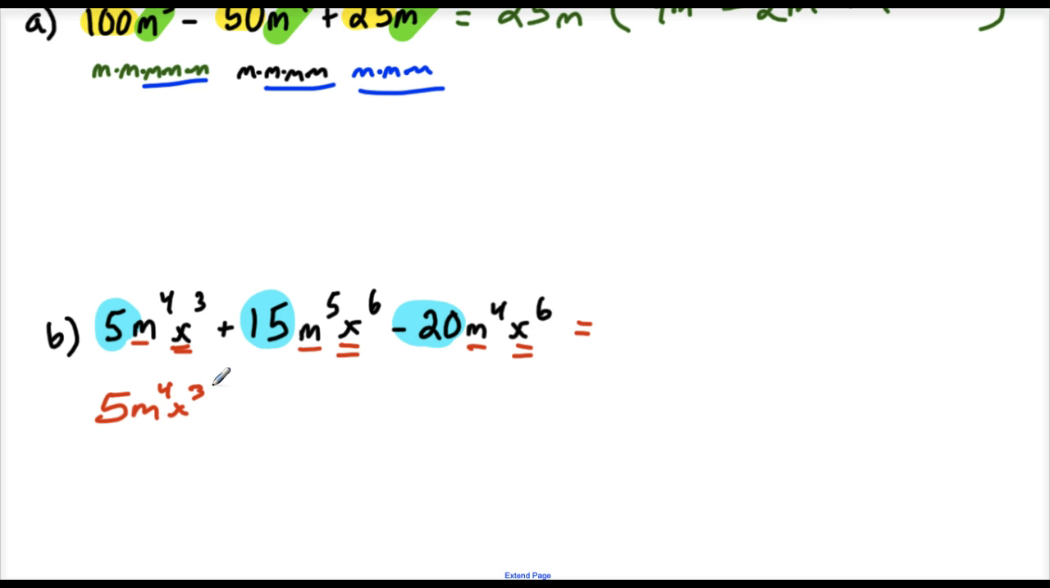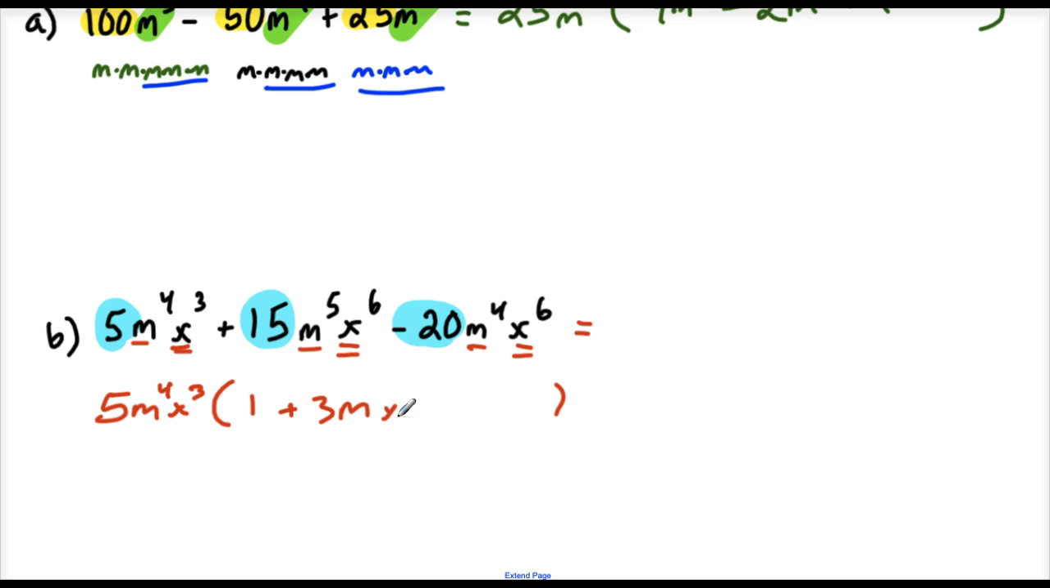So that's this right here on the outside, which is called my GCF. So 5 m to the power 4, x to the power 3. We want to multiply all this by something to get this. Well, wouldn't that just be 1? Because this whole thing times 1 is just itself, right? Plus, let's see, 5 times what is 15? Well, I want 3. m to the power 4 times what is m to the power 5? Oh, well, that's just going to be m.